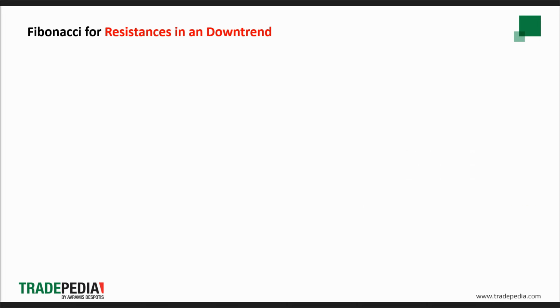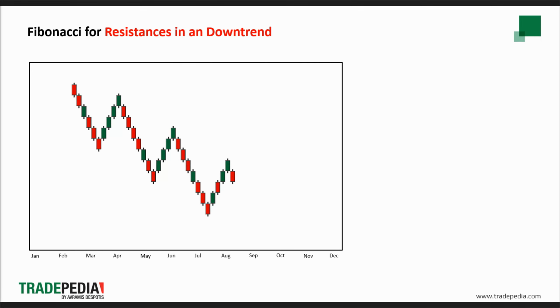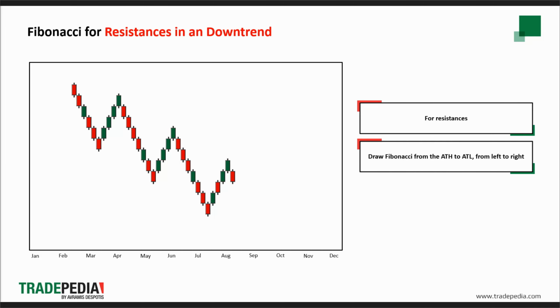Fibonacci for resistances, you can find them in a downtrend as well. In the case of a downtrend, what you want to do is draw a Fibonacci retracement from the all-time high to the all-time low. Once again, from left to right. You always want to draw from left to right. And in the case of finding a resistance, you always take from a high to a low. Take from this high to the low, all the way at the bottom there.